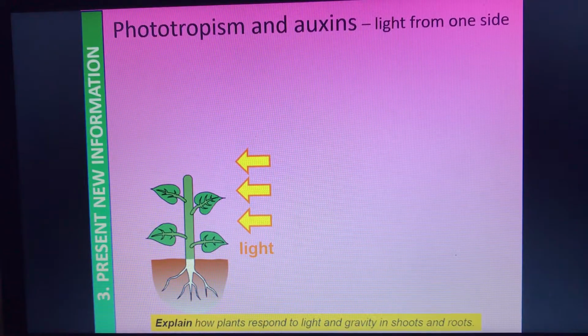So here we can see that the light is shining just from one side. We learnt way back in primary school that plants grow towards the light. We can put a plant by the window and we see it grows towards the light. But why does that happen? That's what we're going to look at now.